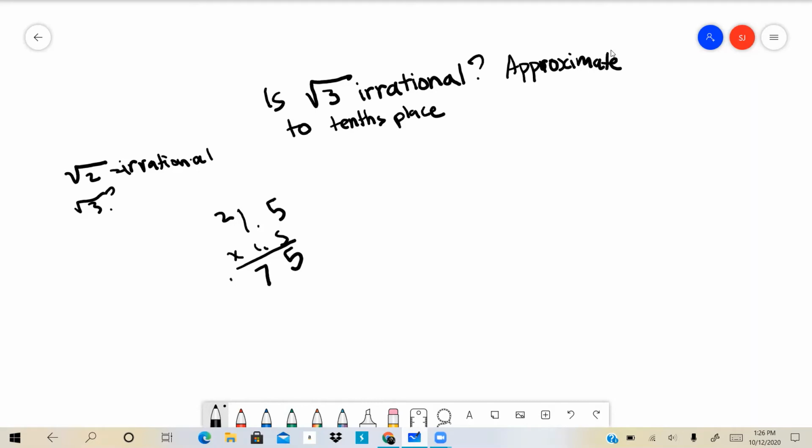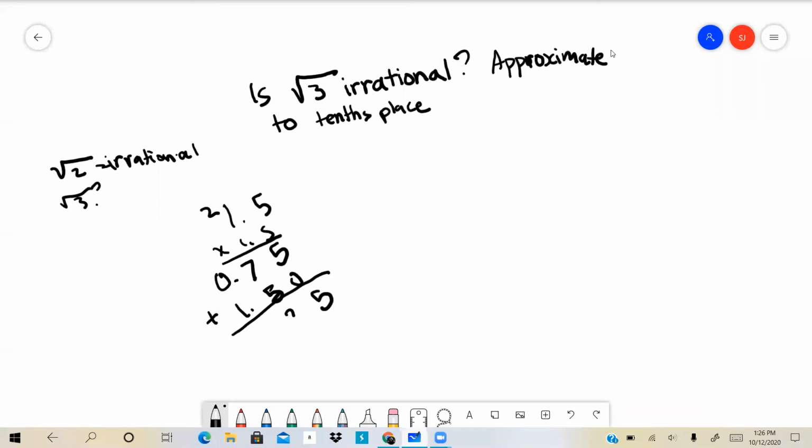0.75 plus 0.75, that gives 2.25. So this is still not 3. What about 1.7 now? 1.7 times 1.7 gives 2.89.